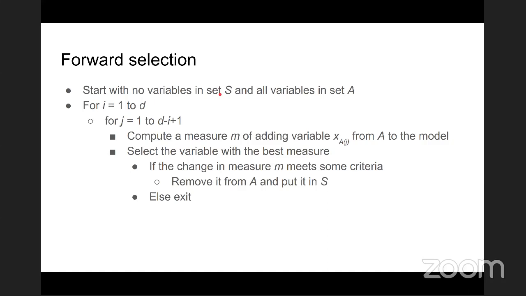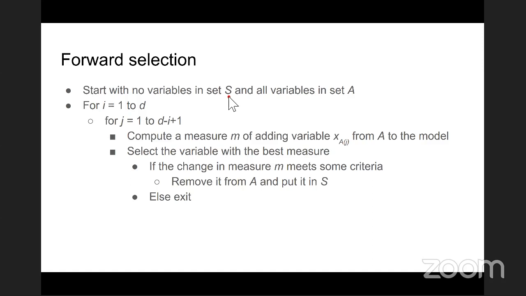Now what you do is you loop over all the variables from 1 to d, and within that you look at all the variables in the set A. A is now holding all the variables in the beginning. Compute a measure M for adding the variable, let's say the first variable from set A into S, then the second variable from set A into S, so when you add only one at a time. Let's say if it was variable x1, then you test for variable x2. At that time, you don't include x1 again in S. You only do it for x2.